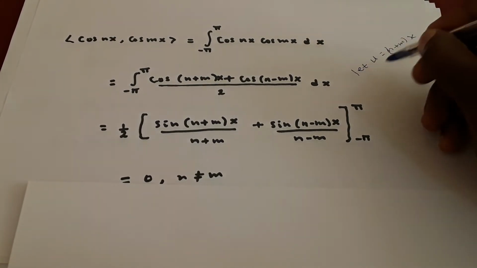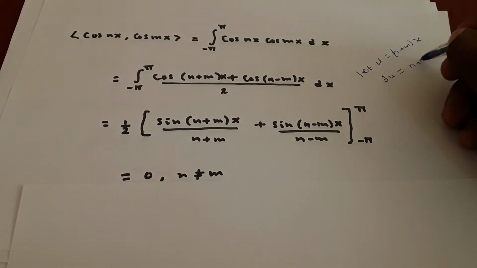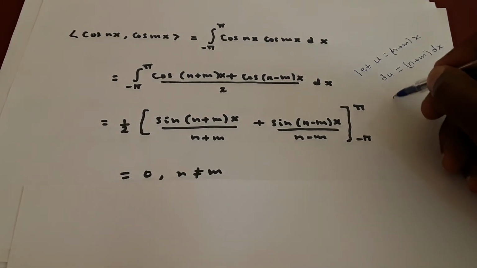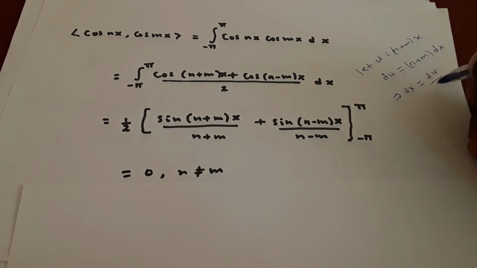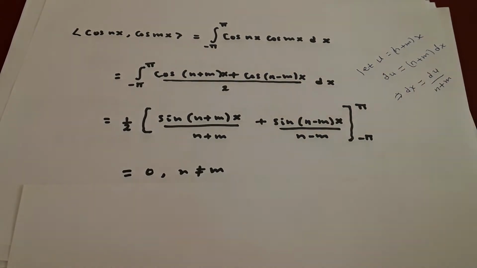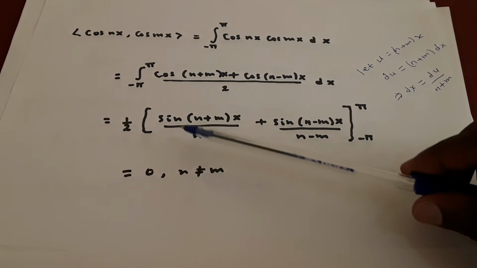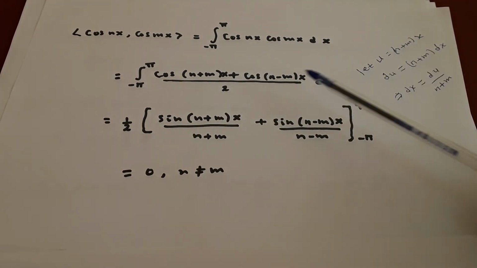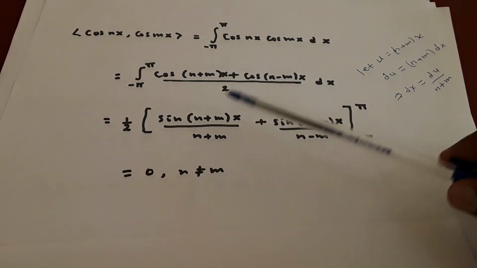Okay, so du is n plus m, then dx. So instead of dx I can use du over n plus m. That's the substitution, so that we have this form, sine of n plus m. You can also apply the same procedure for the second term, so that you use termwise integration.